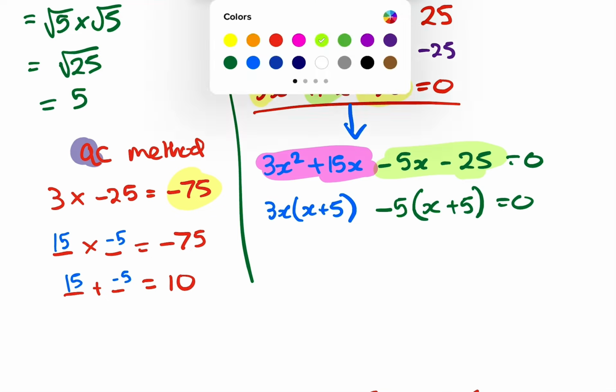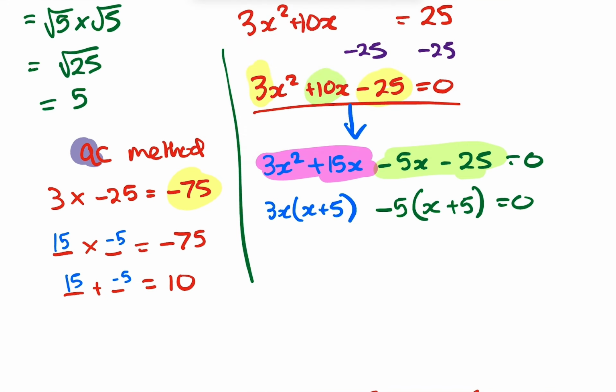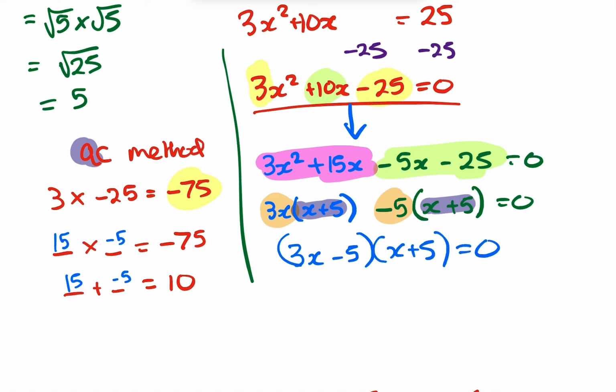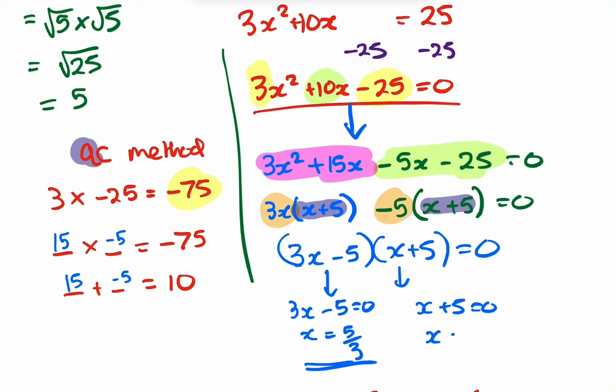So what we can see now is that we've got two terms, 3x and negative 5, that are both being multiplied by the same bracket. So this means that this statement is equivalent to 3x minus 5, x plus 5 being equal to 0, and from here I get my two solutions. Either 3x minus 5 is 0, which means x is equal to 5 over 3, or x plus 5 is 0, and so x equals negative 5.